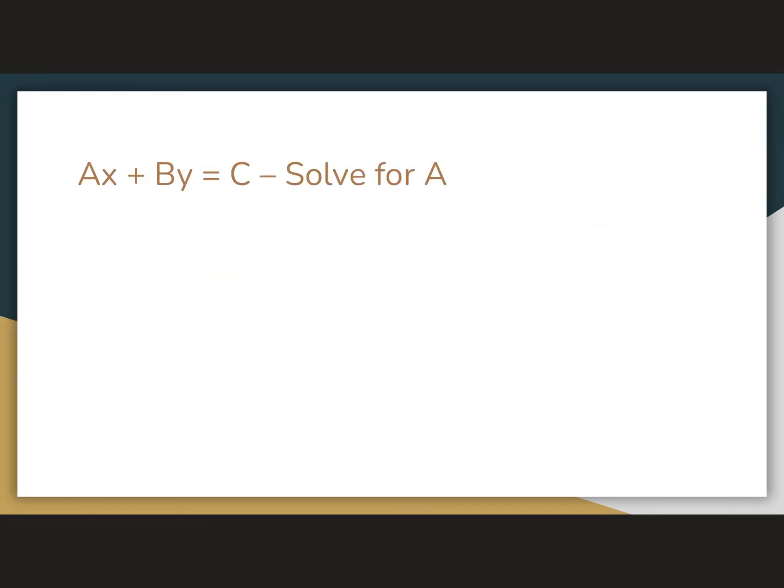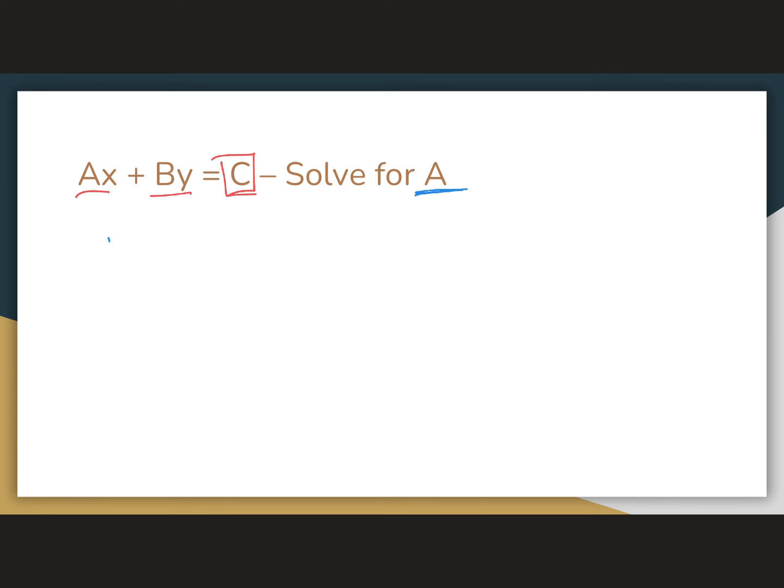Okay, a couple more real quick. Let's look at this. AX plus BY equals C. AX plus BY equals C is a formula for literal equation. Right now, it's solved for C. We have what C equals. So let's try rewriting this to solve it for A. So I want it to say A equals.